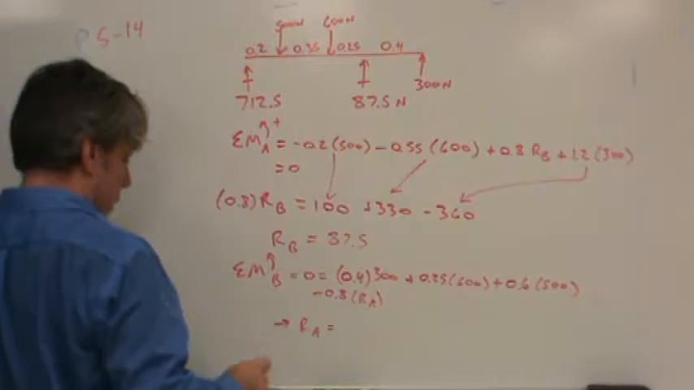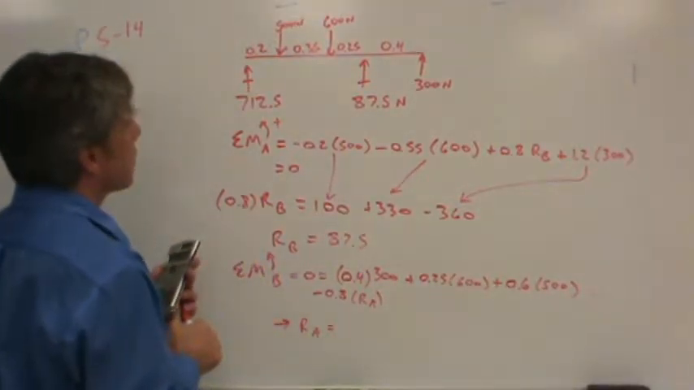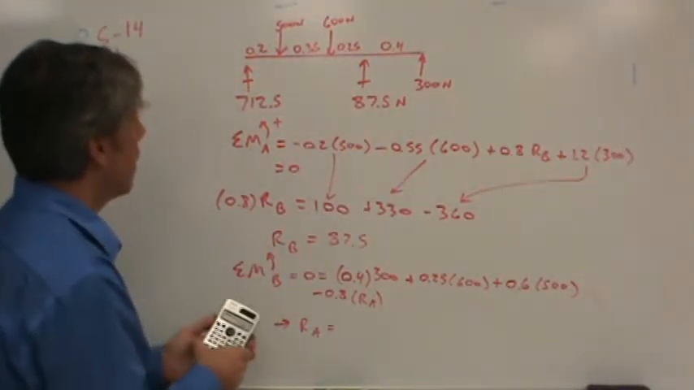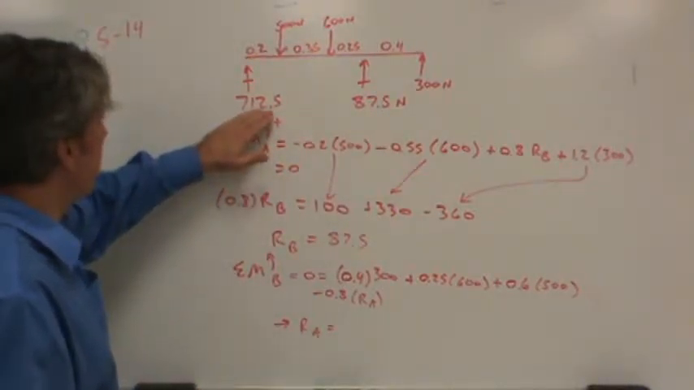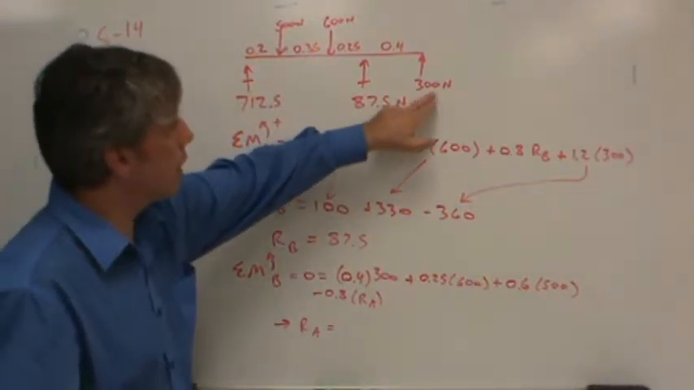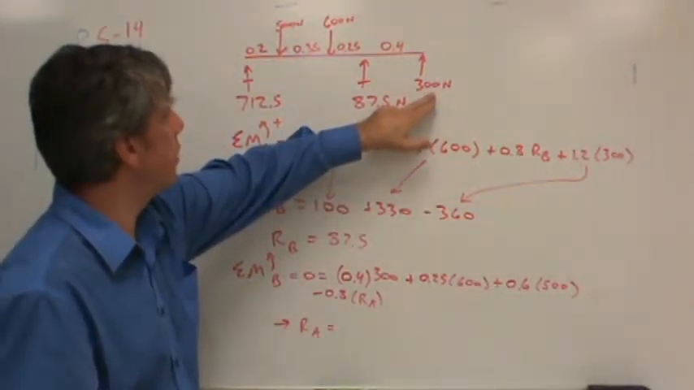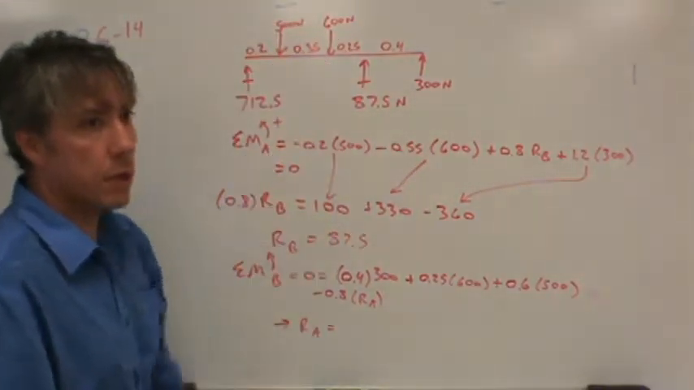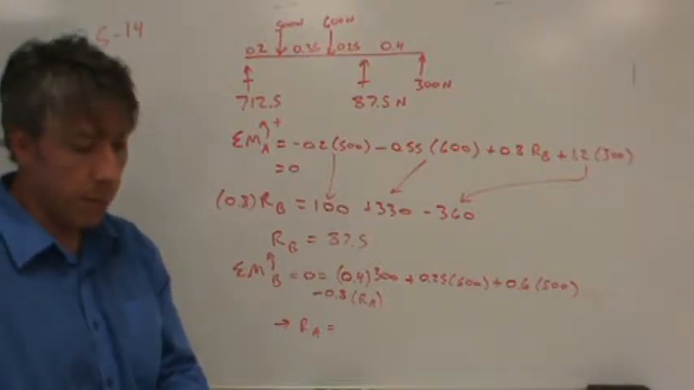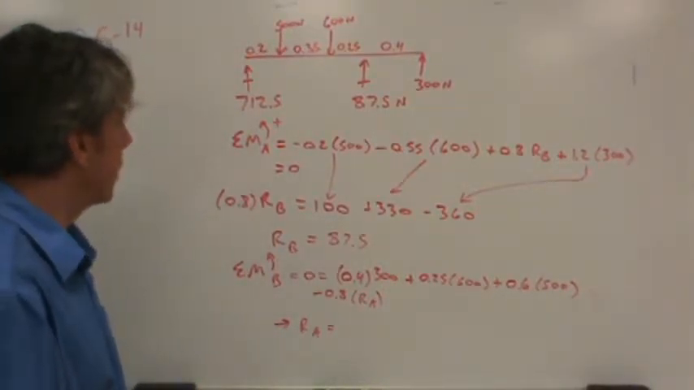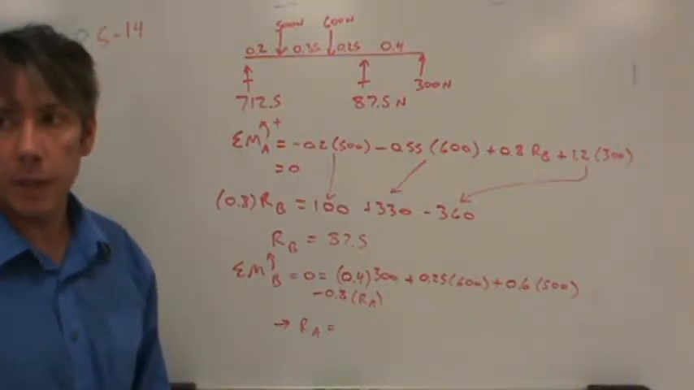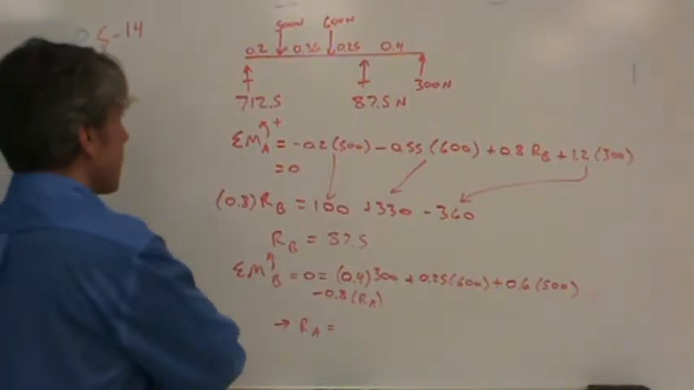712.5. Okay. Now, let's sum all of this and see if it makes sense. 87.5 plus 712.5 will give us 800, plus 300 is 1100, and sure enough, 500 and 600 are 1100. So the sum of forces verifies that we did this right. Okay? Either that or we made a lot of mistakes somewhere. But I think this is right. So there's our forces.